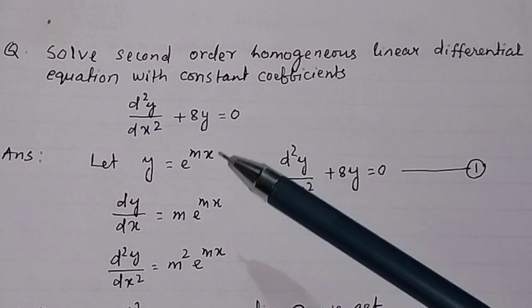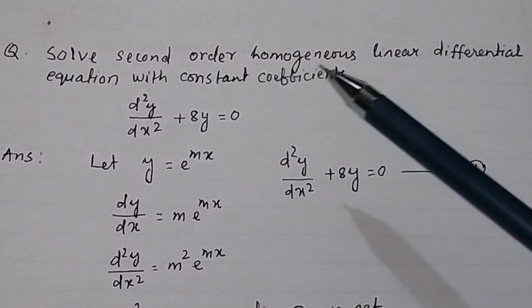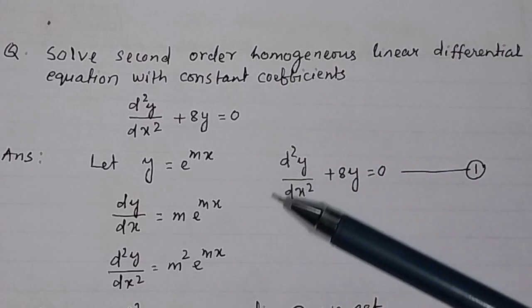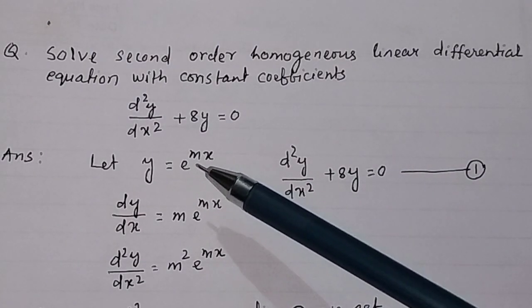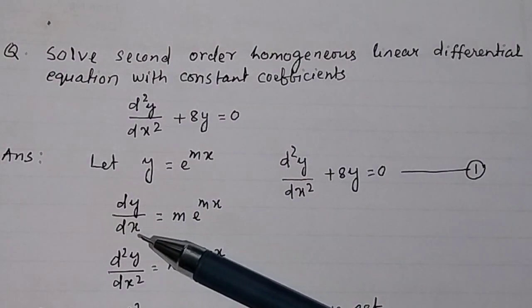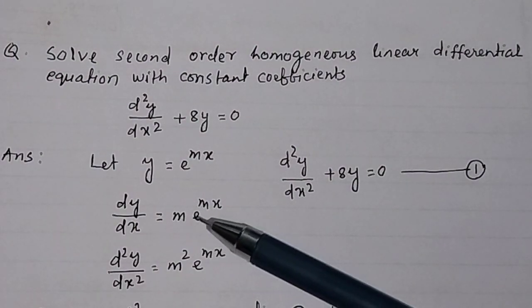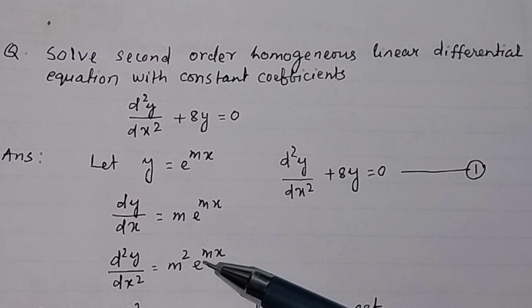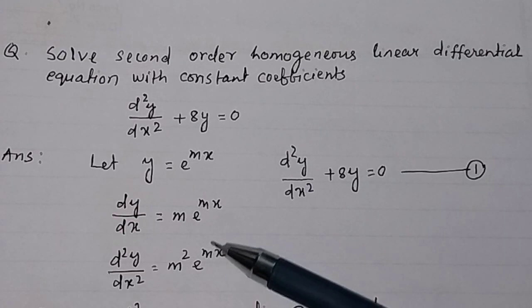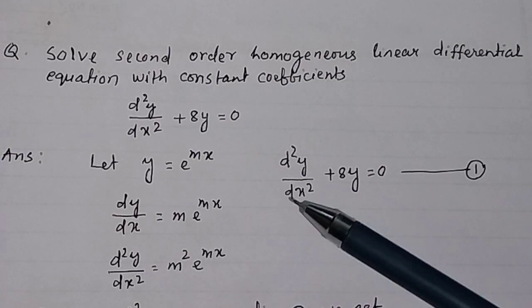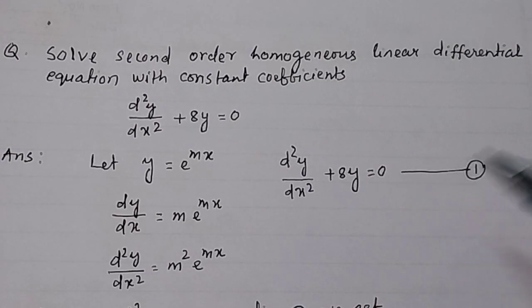Let the solution of the second order homogeneous linear differential equation with constant coefficient be y equal to e to the power mx. Then the first derivative of y with respect to x will be equal to m into e to the power mx, and the second derivative of y with respect to x will be equal to m square e to the power mx. Now you put the value of y and the second derivative of y with respect to x in equation 1.